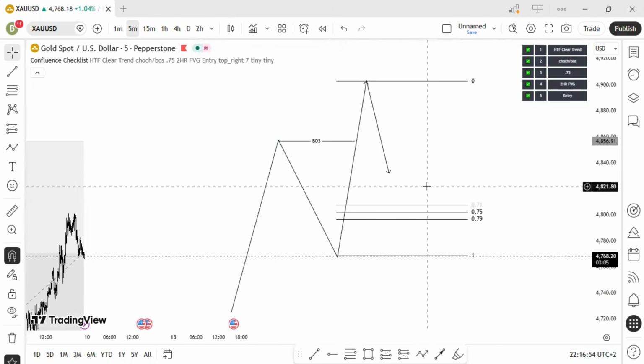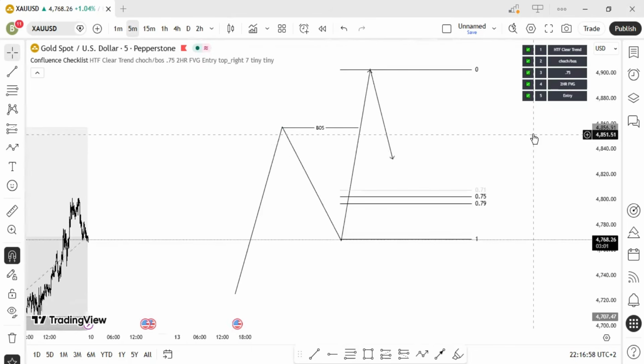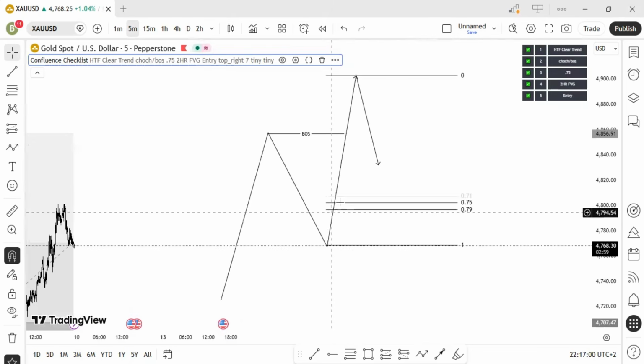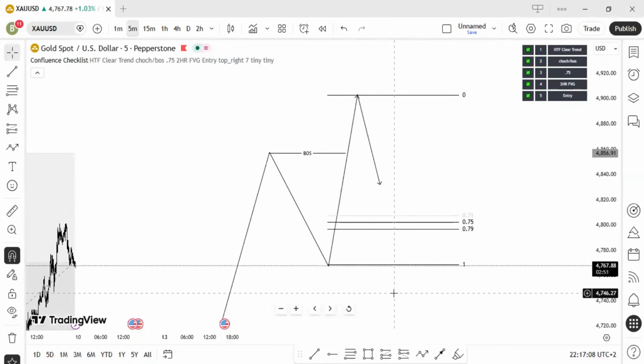gap. So when I wanna know that it's a high probability trade, there has to be a fair value gap, either aligning with this fib or somewhere here. We'll get into some live examples.